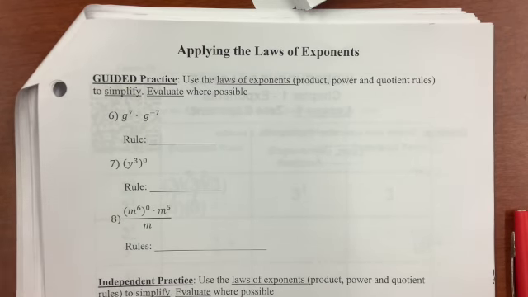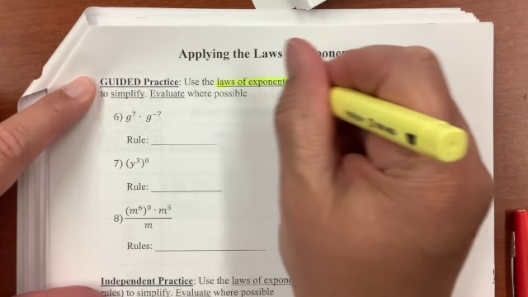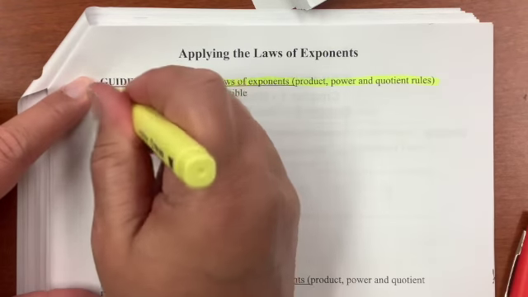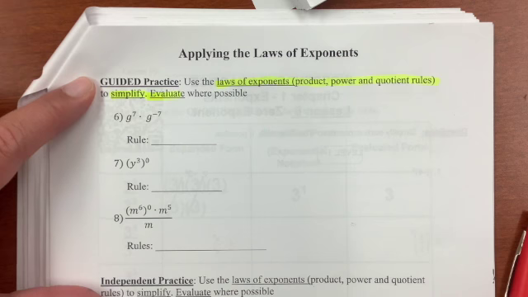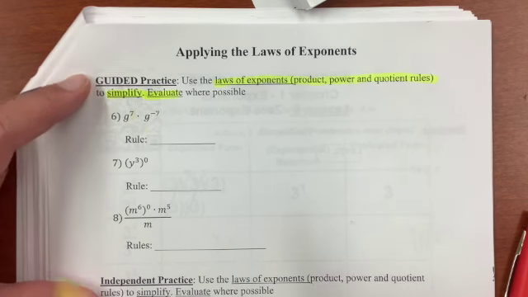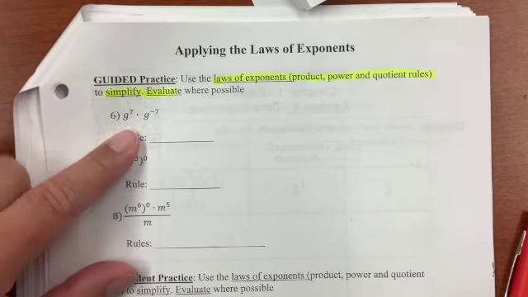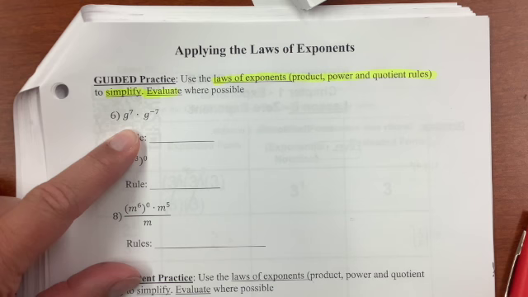Guided practice. Use the laws of exponents. All of them: product, power, and quotient rule. So, laws of exponents, to simplify and evaluate where possible. Remember that evaluate means solve. Simplify just means you get it down to one base, one exponent. So this one, g to the 7th times g to the -7th.